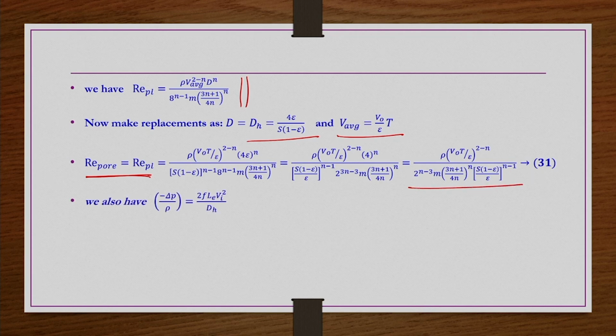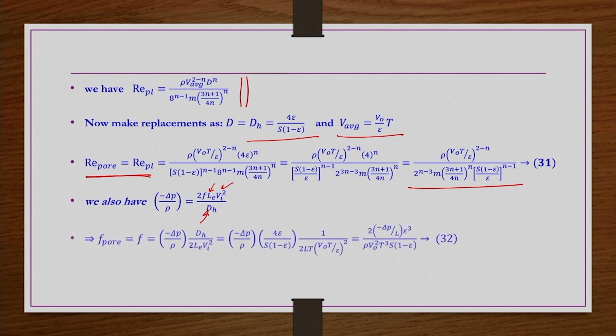Similarly, F also we have: minus delta P by rho is equal to 2 F L V square by D. There also, in place of L you write LE, in place of V you write VI, in place of D you write DH, and then do the simplification. Then whatever the F is there, that would be F4, right. So, that expression is given by this one. After some simplification you can get this.